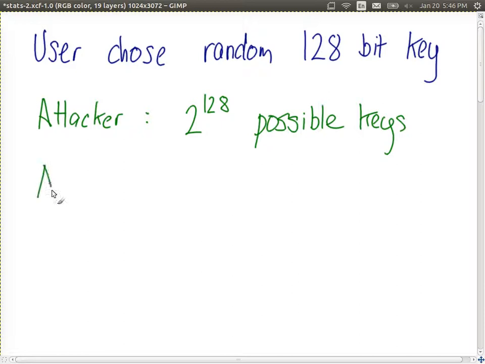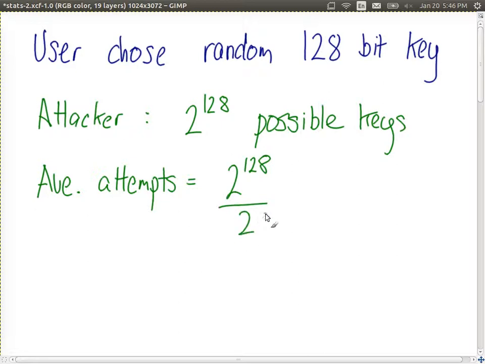The average case, the average number of attempts, is the number of possible keys divided by 2. 2 to the power of 128 divided by 2, which is simply 2 to the power of 127. So on average, that attacker, if the user chose a random key and the attacker knows nothing else about how they chose that key, it will take 2 to the power of 127 attempts to get the key.